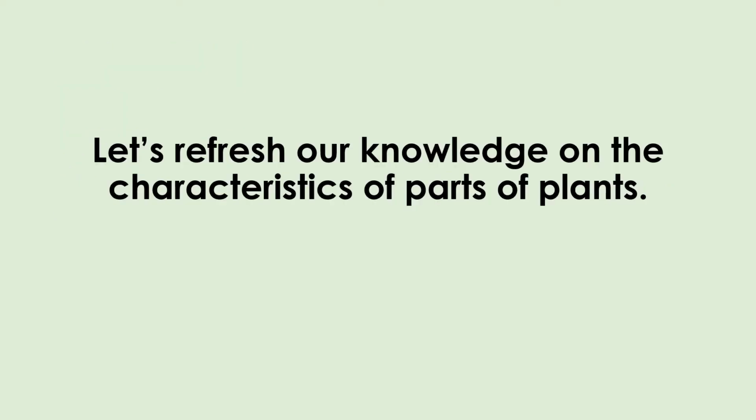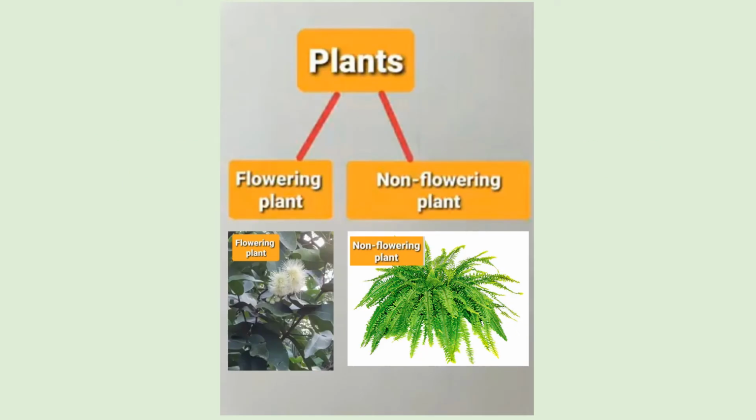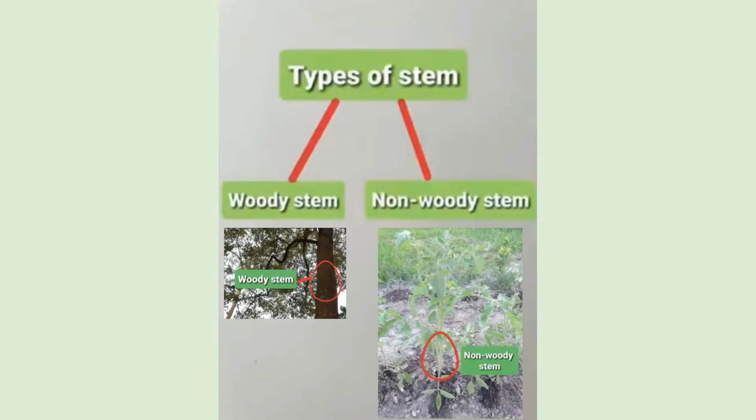Let's refresh our knowledge on the characteristics of parts of plants that you have learned. The first part is flower. There are plants with flower and plants without flower. A plant with flower we call a flowering plant, and a plant without flower we call a non-flowering plant. Next, stem. There are two types of stems, woody stem and non-woody stem. This is woody stem and this is non-woody stem.